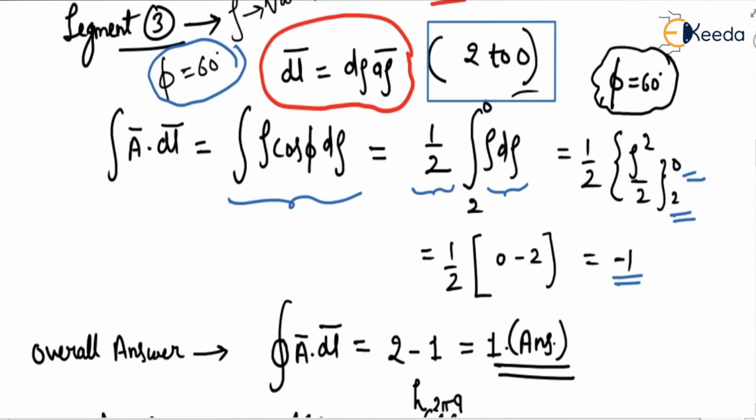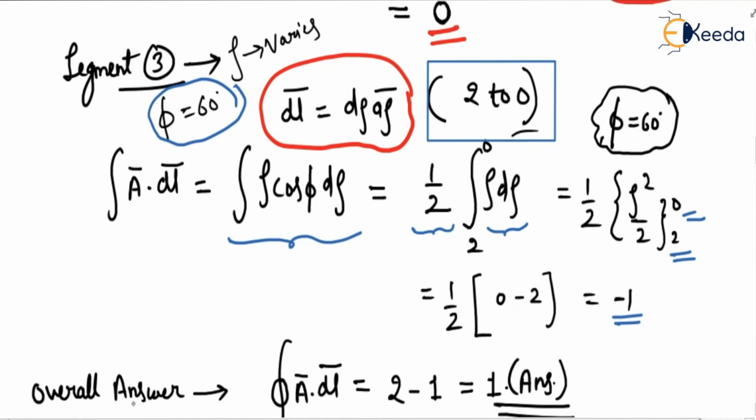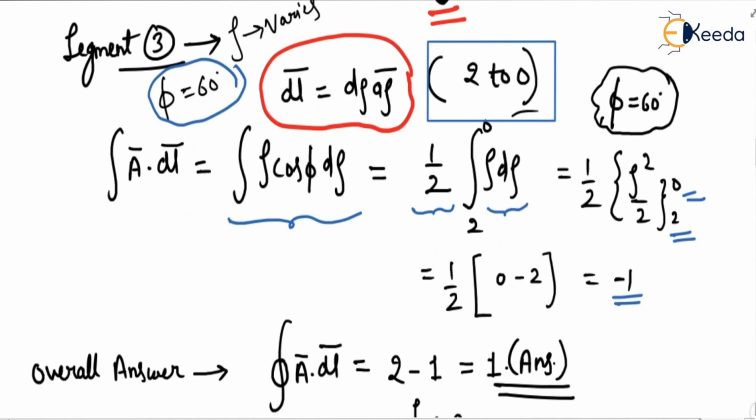So the overall answer, the circulation, is the first answer plus the second answer plus the third answer. The first answer is 2, the second answer is 0, and the third answer is minus 1. We add all of these: 2 plus 0 minus 1. So this answer is 1. This is our overall answer for the circulation.